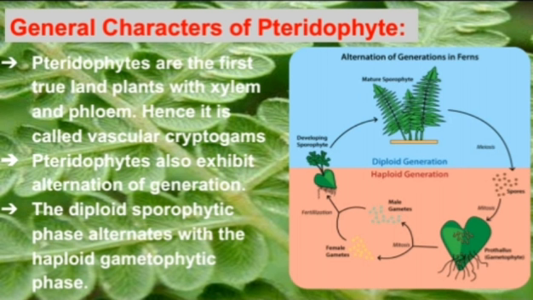Pteridophytes also exhibit alternation of generation, in which the diploid sporophytic phase alternates with the haploid gametophytic phase. You can see this in this chart. The diploid generation is converted into haploid, then during the mitosis process it will again come to diploid generation.